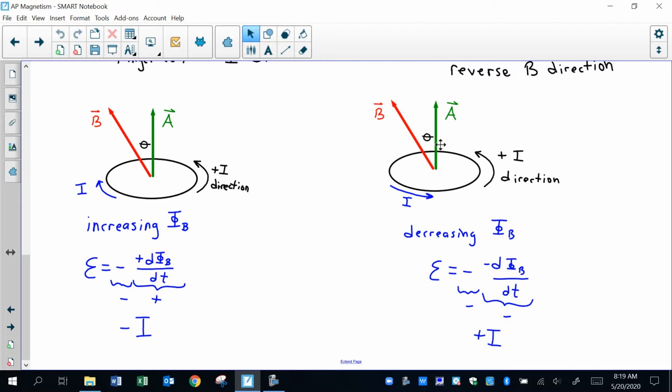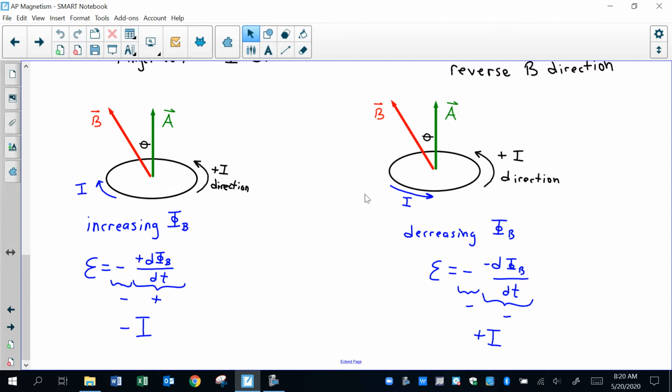If we come over here, I still have the same positive direction for current. I still have my A pointing up. If I decrease the flux, and I can do that a number of ways, let's just say for simplicity that I'm just making B smaller. If I decrease the flux, what do I get? I get a negative rate change. I still have a negative out front, which gives me positive. So I see that two separate opposite actions, increasing flux and decreasing flux, produce current that goes one way and then another.